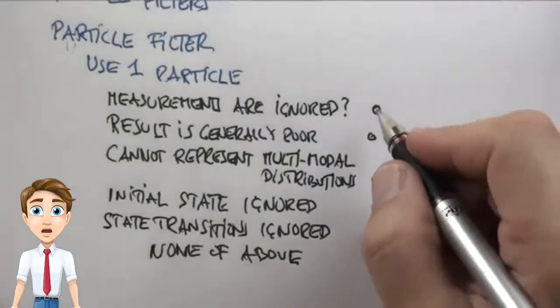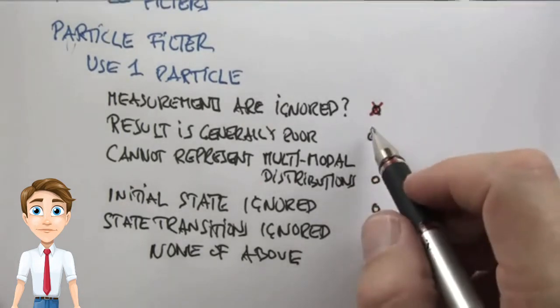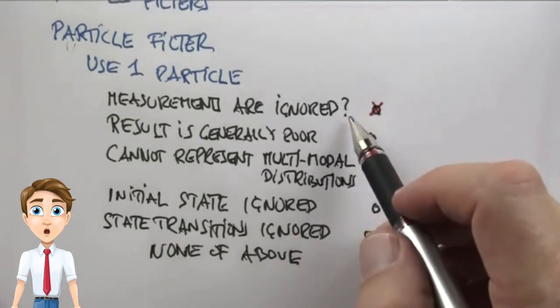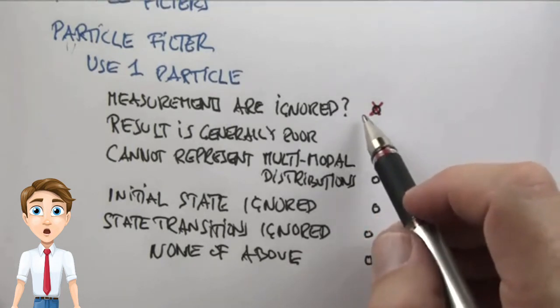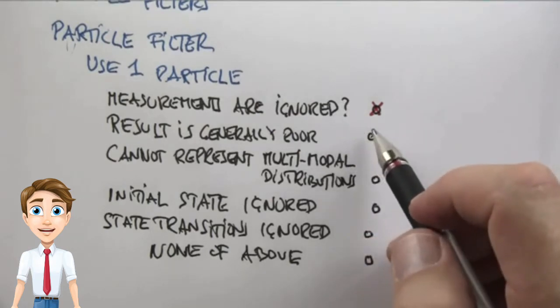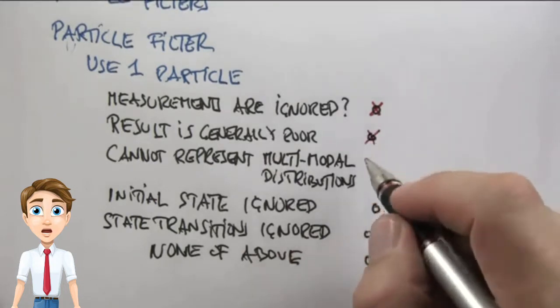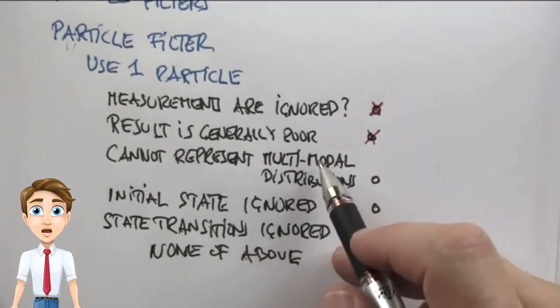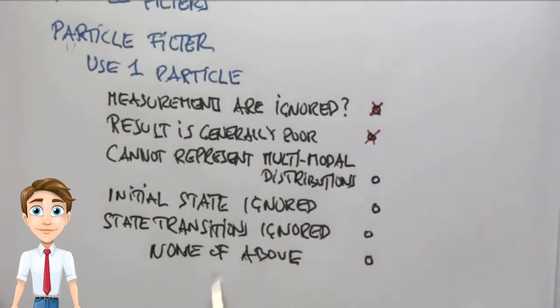And the answer is measurements are indeed ignored, which has to do with the following. We do weigh particles by the measurement probability, but we normalize them to 1. And if there's only 1 particle, it will always normalize itself back to 1, so the measurement probability has no effect. The results are generally poor. That is, a single particle is just insufficient to do anything interesting. So this is absolutely the correct answer over here.